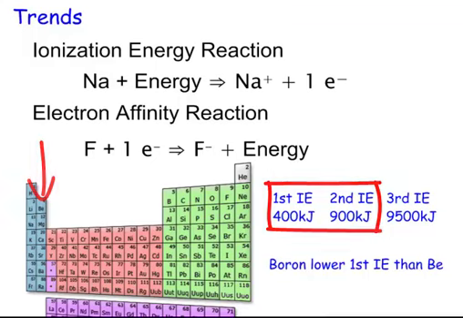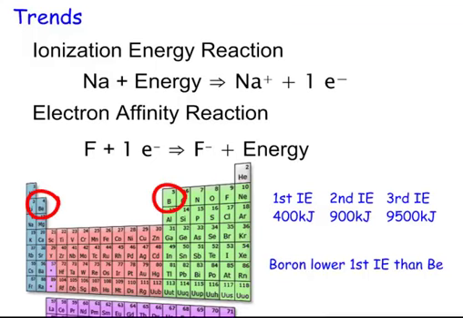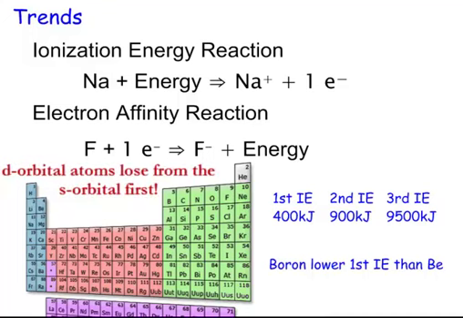And then something like boron has a lower first ionization energy than beryllium. Boron only has one valence electron in its p orbital, which means the energy to remove that electron is a lot less than for the full s orbital. Remember that all atoms, especially the transition metals, are going to lose from the s orbital before the p.